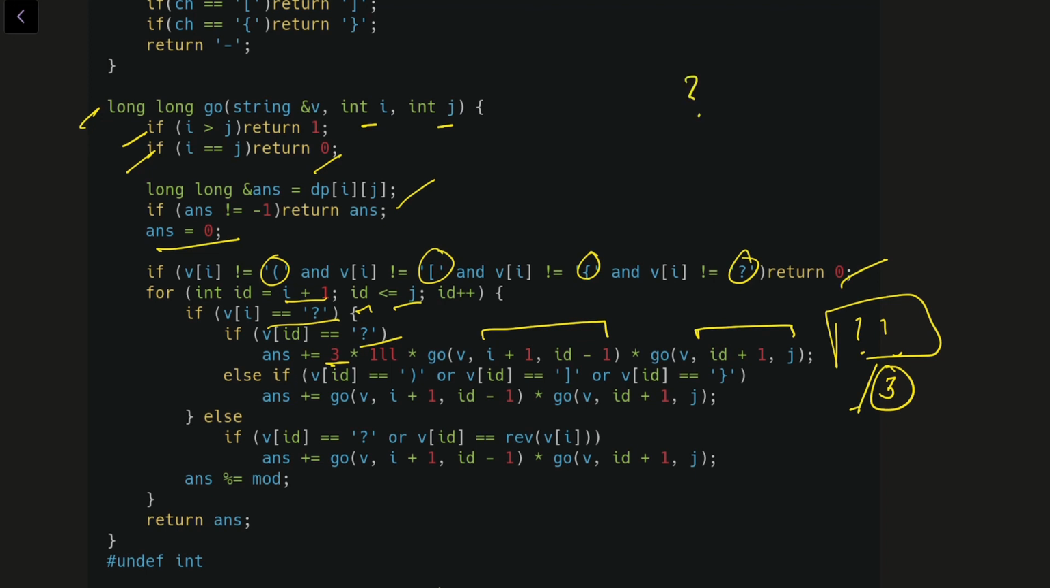So let's say this is the string: question mark dot dot dot question mark dot dot dot. Then this is our first character i, and this is our sub character id, which I have considered as our closing bracket. If I consider this as a pair, then I need to recur for i plus 1 and id minus 1, that is this string, and id plus 1 till j, and that is this string. So I need to recur for these two strings, right? So that's why I'm recurring for these two strings and I'm multiplying the number of ways in which we can solve these two subproblems, right?